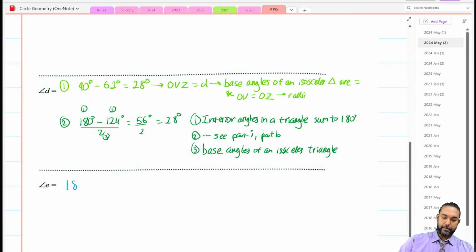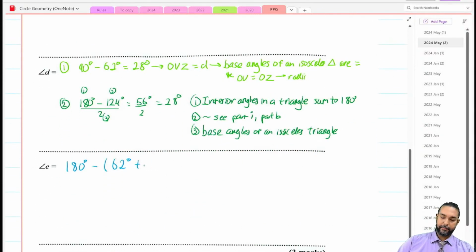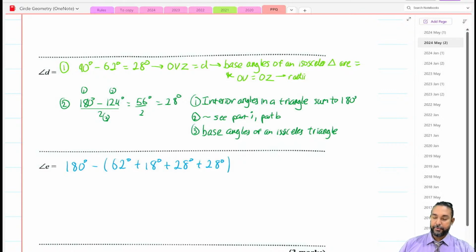Right, so 180 minus 62 plus 18, 28, and 28. So 62 and 18 is already 80. 28 and 28 is 56. 80 and 56 is 136. Right? And therefore that's equal to 44 degrees.